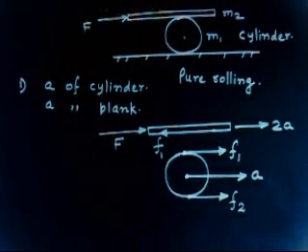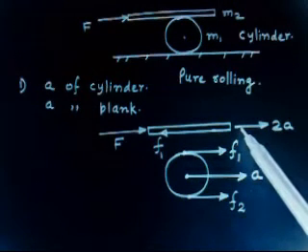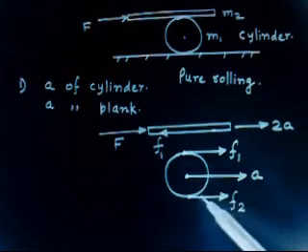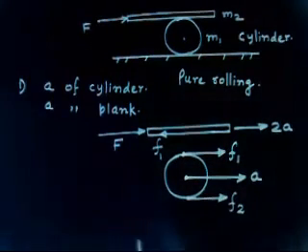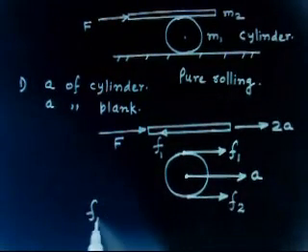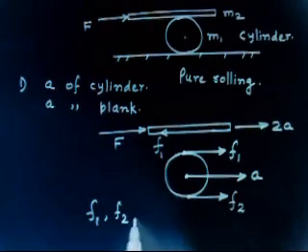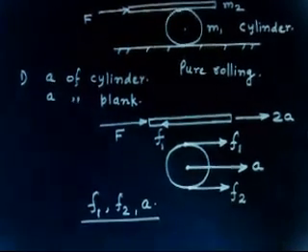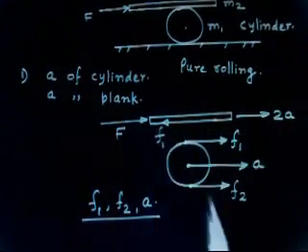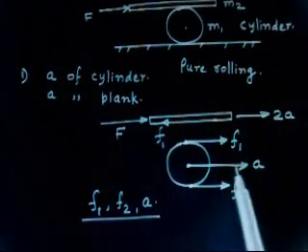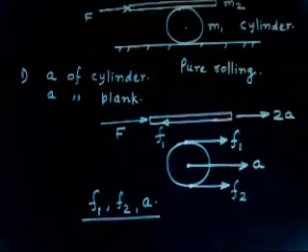So how many equations you will get? You will get one equation from the plank and two equations from the cylinder. And how many unknowns do you have? 3 unknowns, F1, F2 and a. So these are the unknowns. And how many equations can I write? I can write Newton's law for the plank, and for the cylinder in rotational as well as translational. So we will get 3 equations.